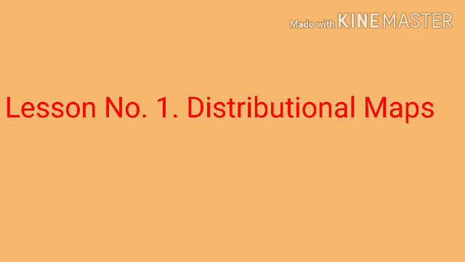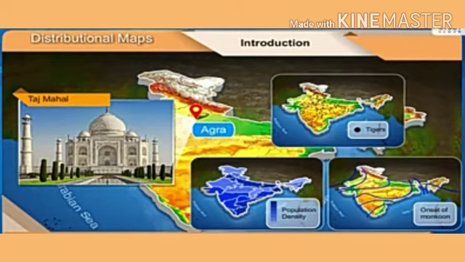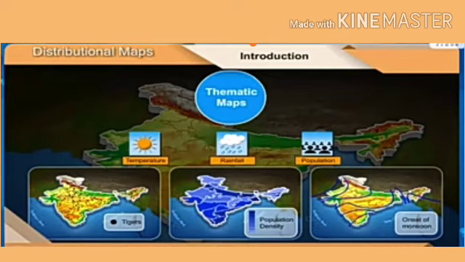So far in the earlier classes, you have studied about the state and country maps. The main aim of a map is to show the location of a place and the distribution of variables. Some maps are prepared with special themes. The maps which are prepared on special themes are called thematic maps. Through such maps, the distribution of various variables in a region is shown.